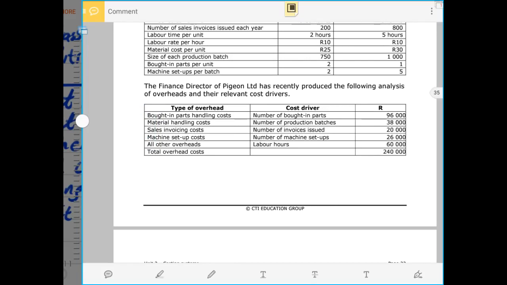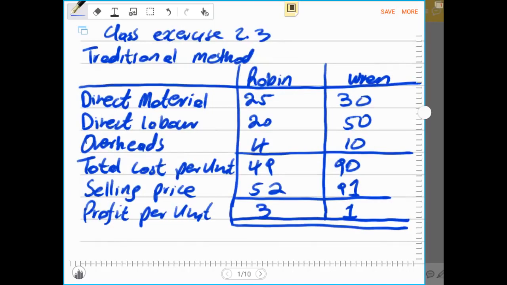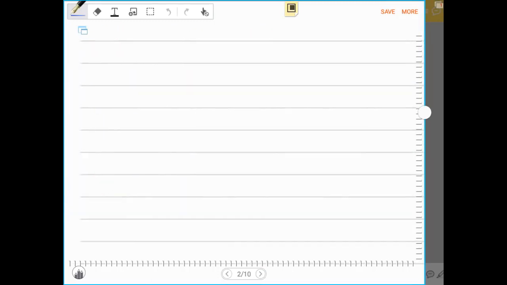So now I will be doing that table for us here. Next page. So I am doing number 2.3.2. We are still calculating the cost for Robben and for REN.